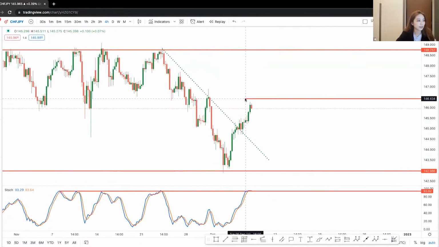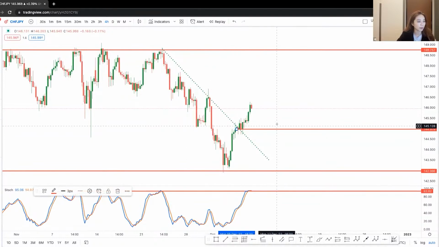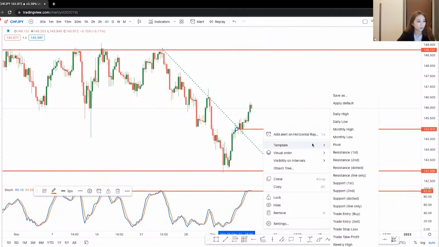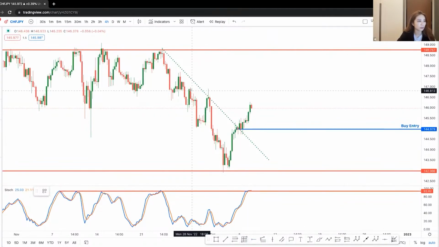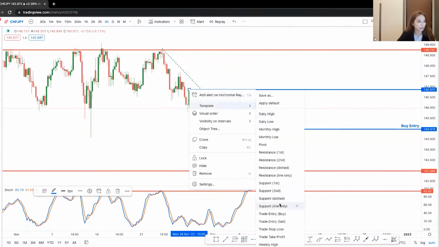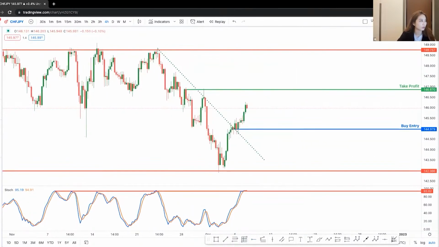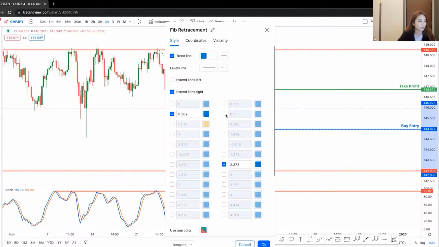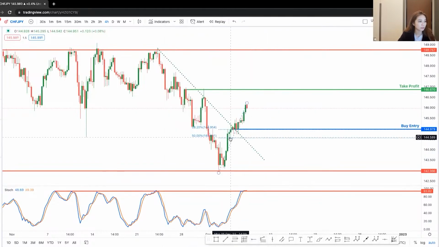So I would say that it would be better if we take a precaution on coming back for the testing and bounce up again. So my opinion is that if there's a chance that it drops back down, we could go in from here and take profit here. So we're looking at a 38.2% drop back, looking at a 50% stop loss.